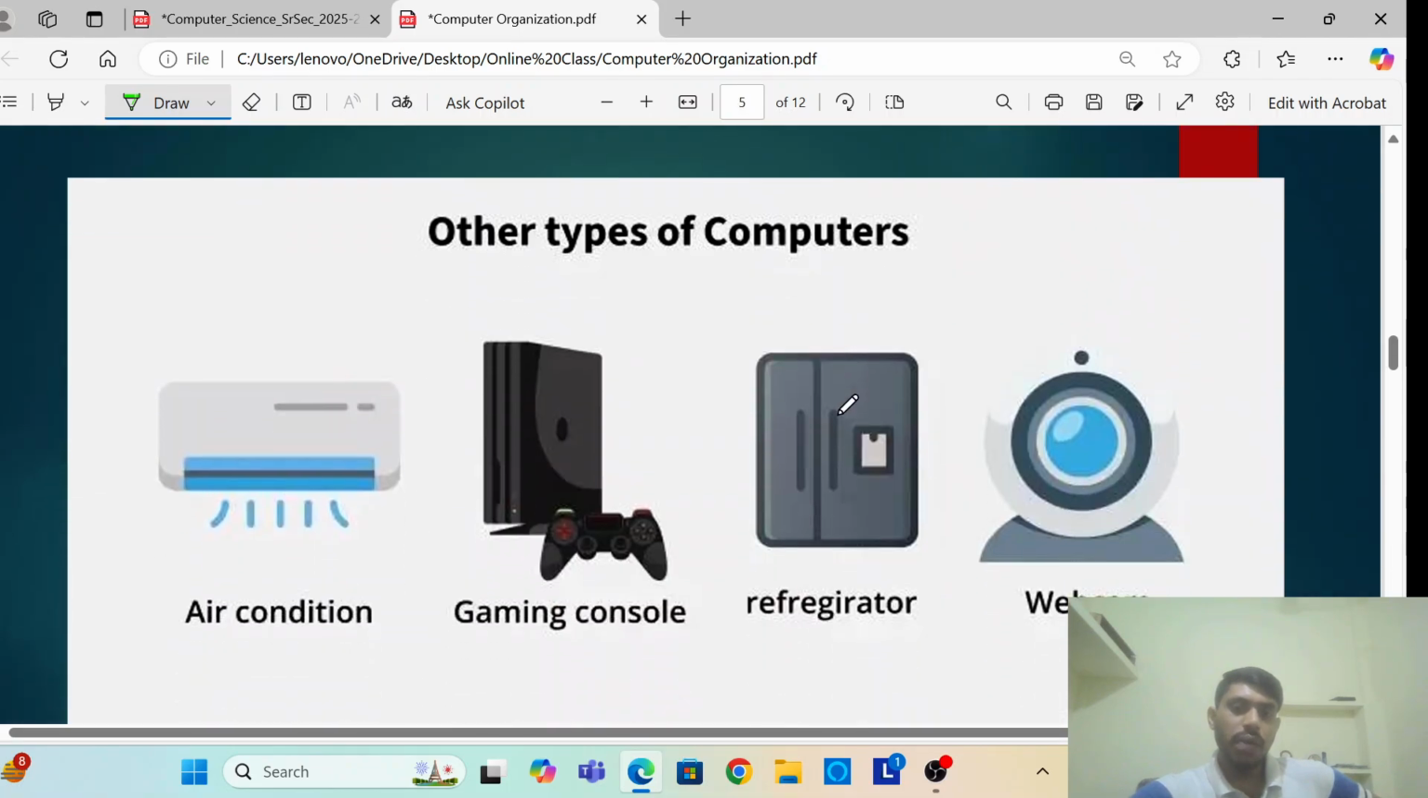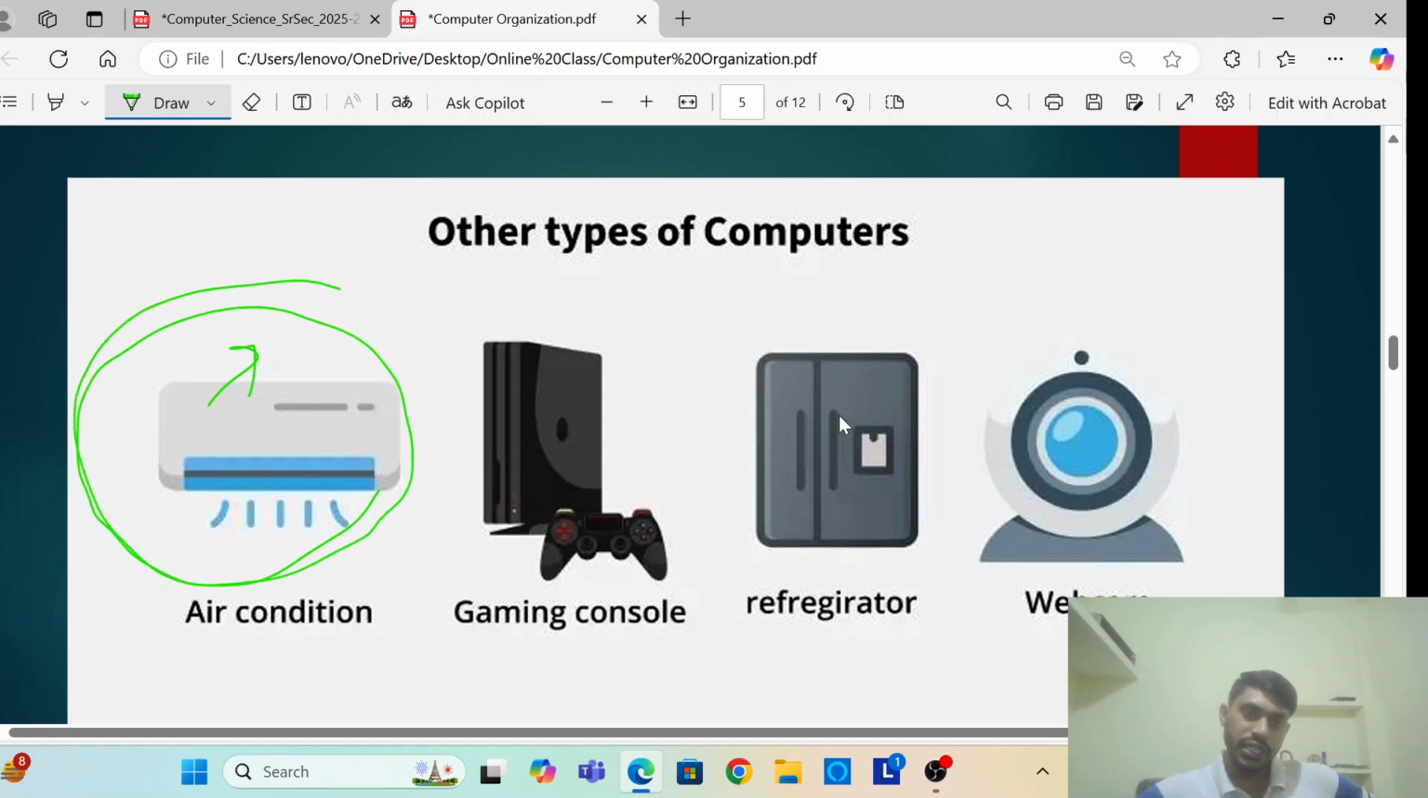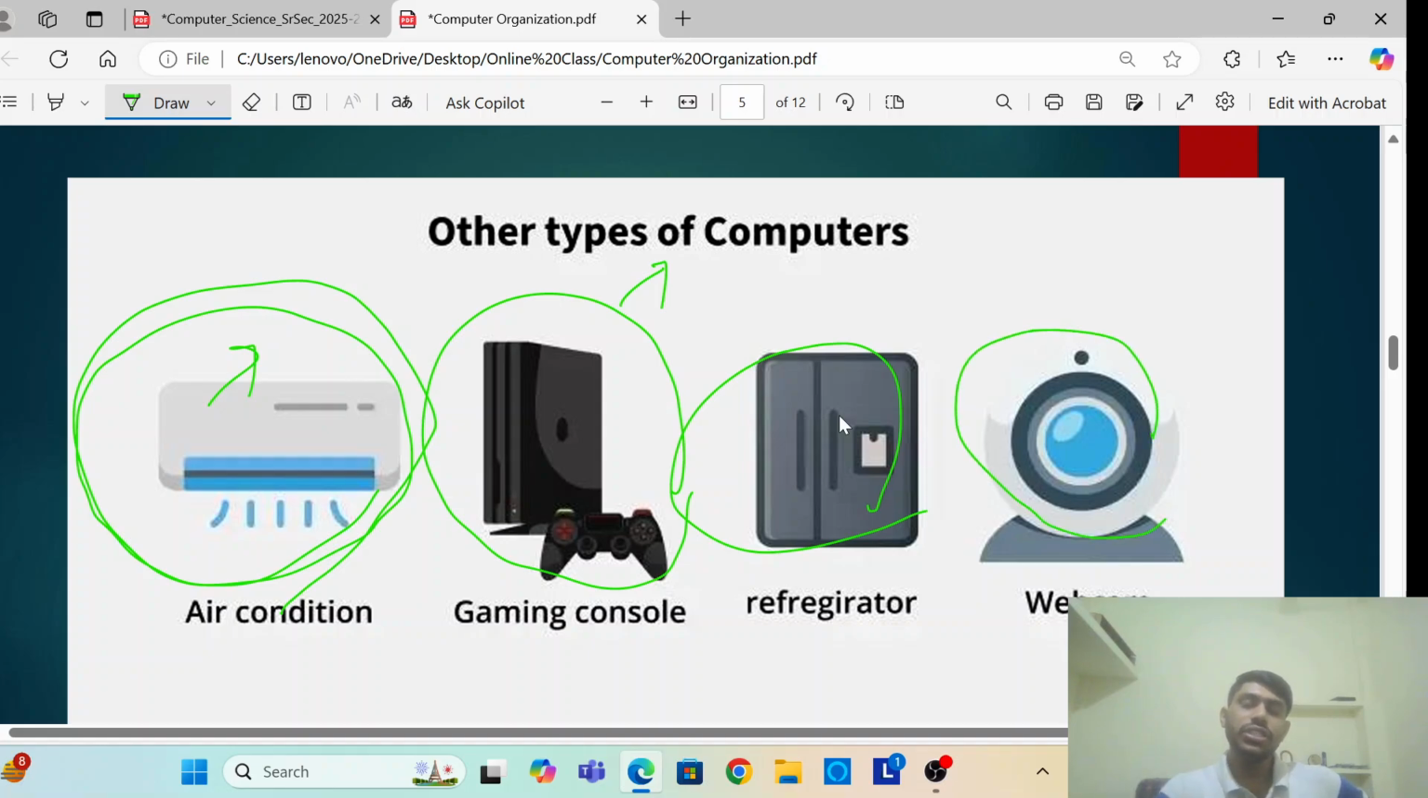Other types of computers: an air conditioner is a kind of computer because there is technology for increasing and decreasing temperature, cooling, fan, all different options because of the computer system. A gaming console, where you play different kinds of games, is due to this computer. Refrigerator is a kind of computer. Webcam is a kind of computer because the technology passes there. The technology has evolved. Clear my point, everyone?